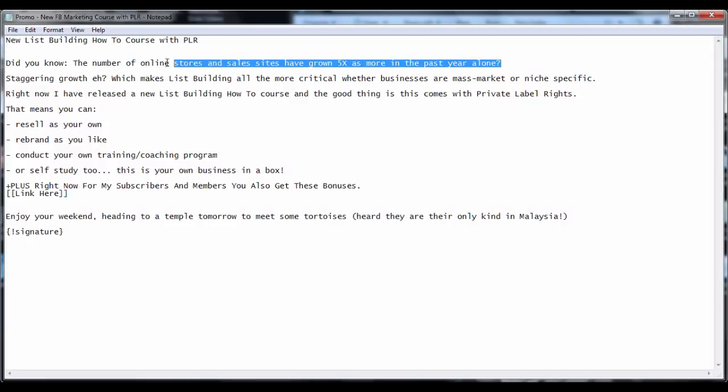Moving on, you can start your content by conveying a message regarding the problems that they may be facing nowadays. For example, in this email, I am writing in a way to tell them the fact that list building is getting more critical and important as the number of online stores and sales sites have grown at a lightning speed. This sentence alone will tell them the problem they are, or maybe will be, facing in the future.